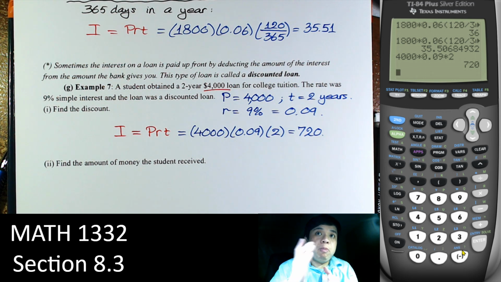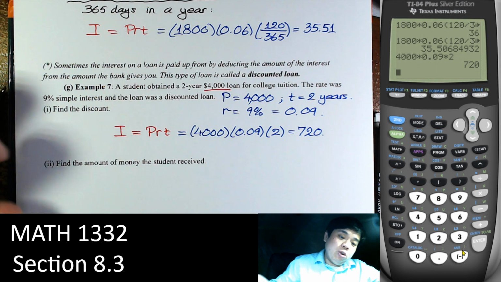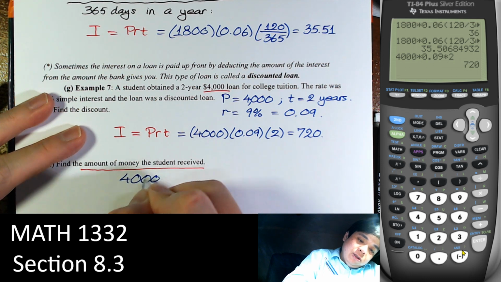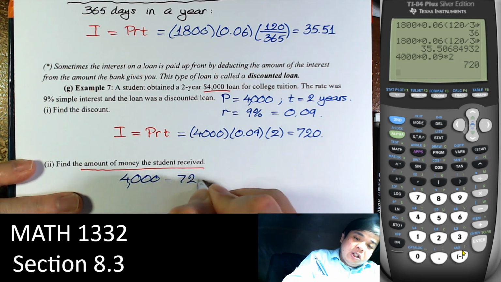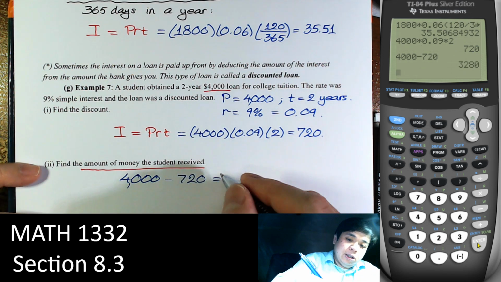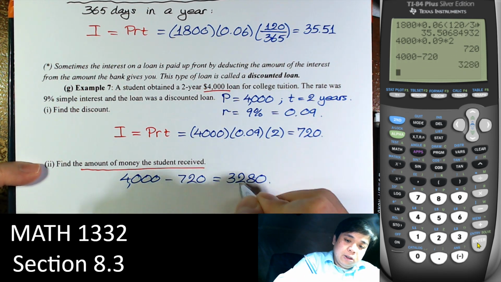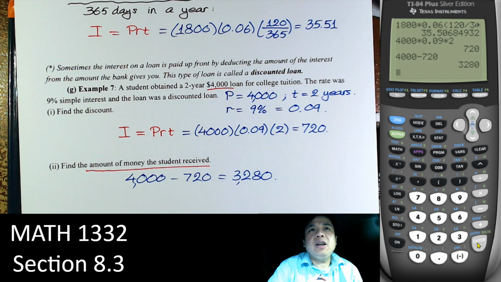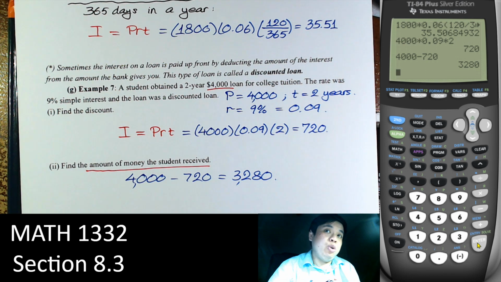So why don't we just take the interest now, and the actual amount the student receives is going to be 4,000 minus 720. Subtract that. So the student only received this much, and you say, what is the big deal of this? That's 9% of 4,000, that makes sense. Why don't we just pay the interest now? What's the difference between paying the interest now and paying the interest in 2 years?